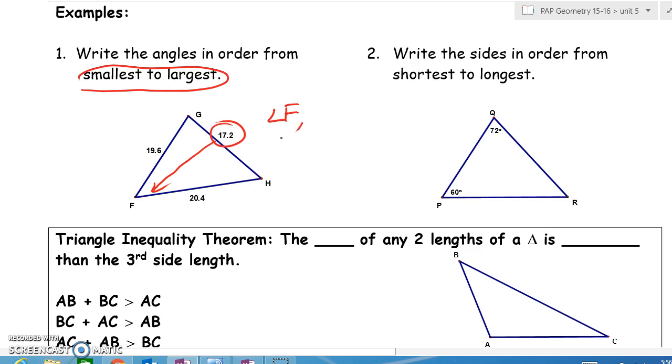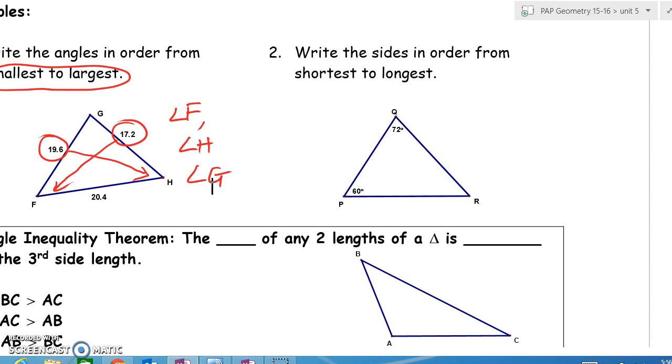And now let's find the next smallest side. Well, the next smallest side is here. And opposite that is over here. So now it's angle H. And then finally we're left with angle G. And then let's go ahead and do number 2.